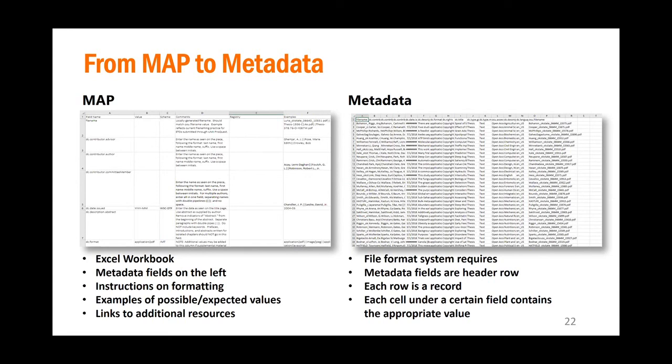Now, in reading the metadata file, the column naming the fields in the map becomes the header row, row 1, of the metadata file. Each row following represents each record to be uploaded, so all the theses and dissertations for this collection that are going to be uploaded. Each cell then contains the appropriate, properly formatted value describing that record for the field under which it falls. And again, we follow the map guidelines and populate those fields.